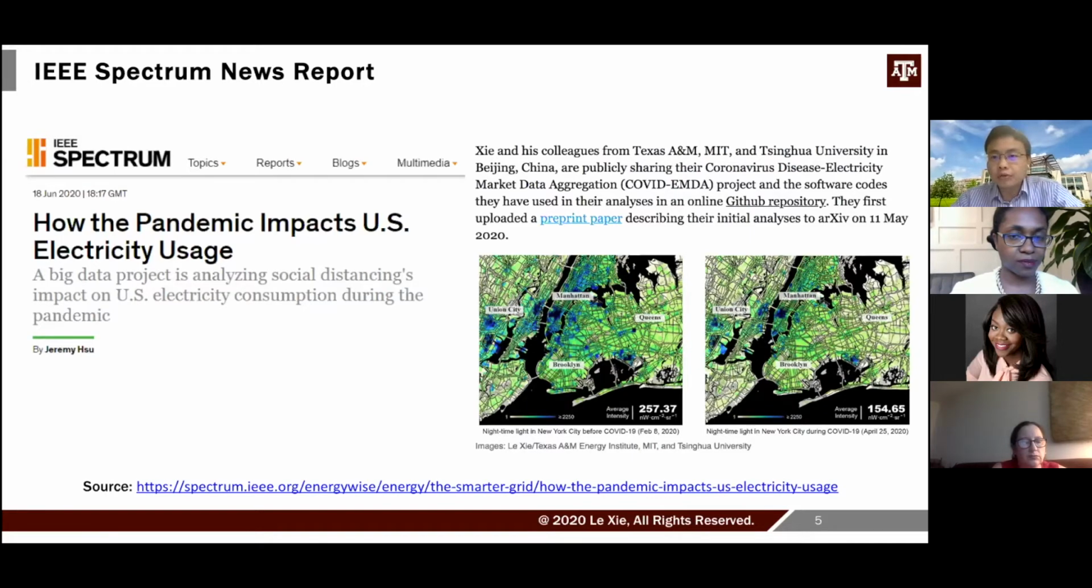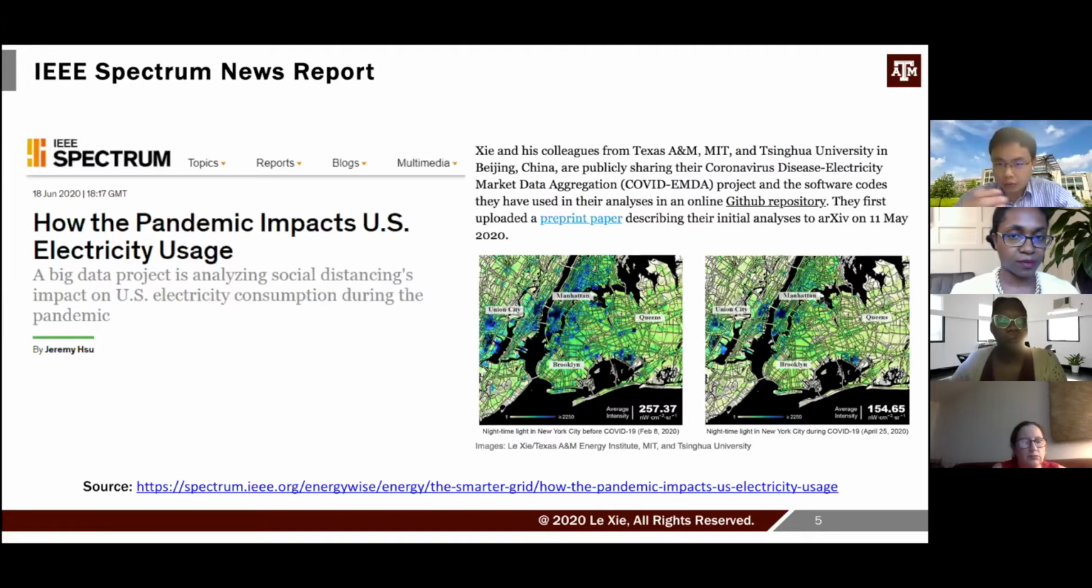So I want you to take a look at this beautiful island of Manhattan, the city of New York. And this is something that NASA captured using their nighttime image data.